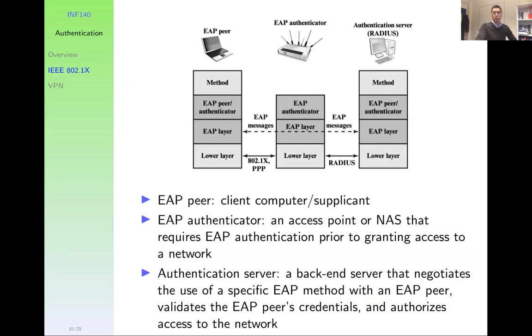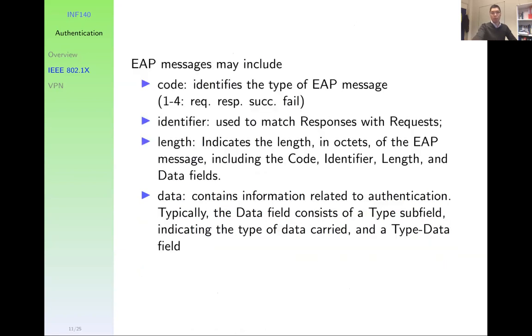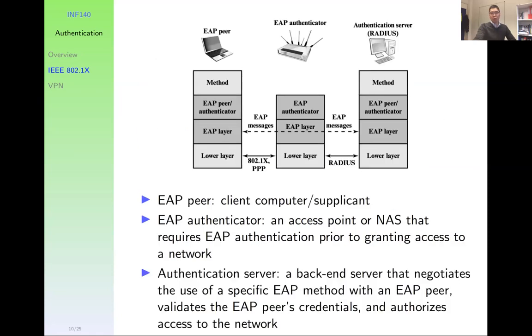And then this authentication server is a backend server that negotiates which EAP method is to be used with this EAP peer, and then validates the peer's credentials. And after that, it decides whether this peer is authorized or not to access the services in the network. All this traffic is encapsulated by what are called EAP messages.